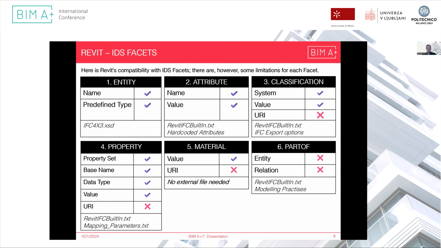Classification, also compliant for system and value. With URI, that is a problem because with a standalone version, there is no way how to put URIs into your Revit model. Property set, also very well done. Properties, you can define the properties, data type, values. Only URI is a problem. Material, also not an issue apart from the URI.